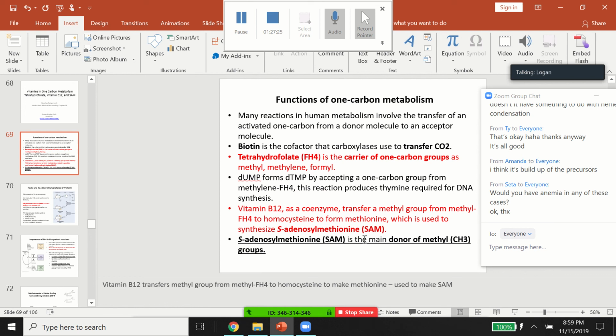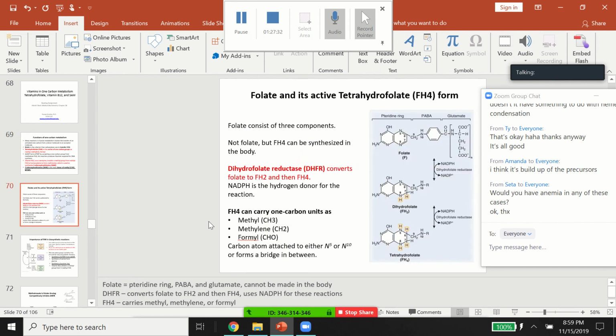SAM, what is that? It's the main donor of methyl groups, so CH3 groups, right? Folate in its active FH4 form. We already mentioned a little bit about tetrahydrofolate. But anyway, DHFR converts folate to FH2 and then FH4. So that's a very important enzyme. I put that in red for you there.